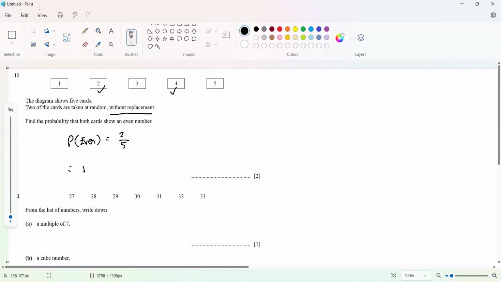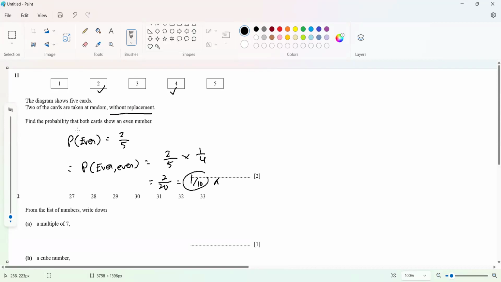So therefore, the probability of even and even would be 2 over 5 times 1 over 4. 1 over 4 because this is done without replacement. You remove one card from the pool, you remove an even card from the entire pool as well. So from here, you get 2 over 20, which simplifies to 1 over 10. And that is your answer.